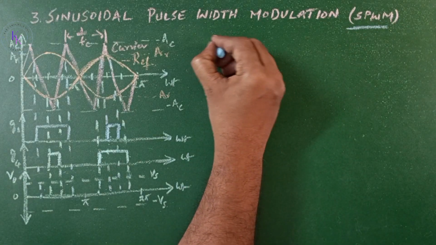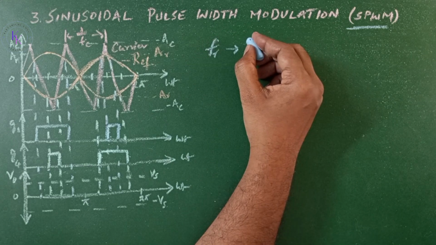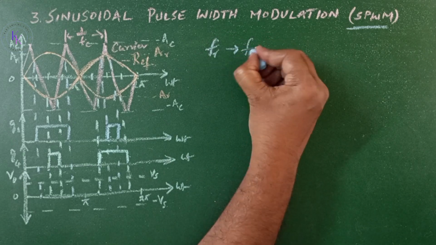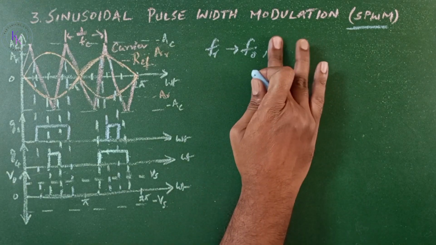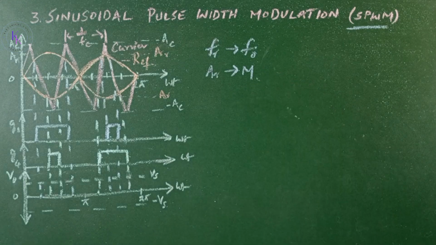Now, the frequency of the reference signal Fr determines the inverter output frequency F0, and its peak amplitude Ar controls the modulation index M, which in turn controls the RMS output voltage V0. The number of pulses per half cycle depends on the carrier frequency.